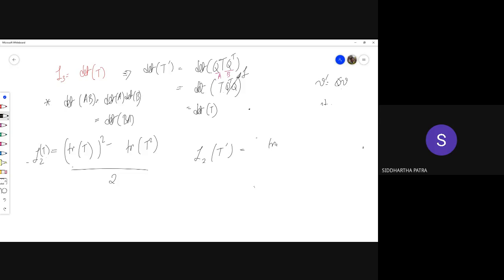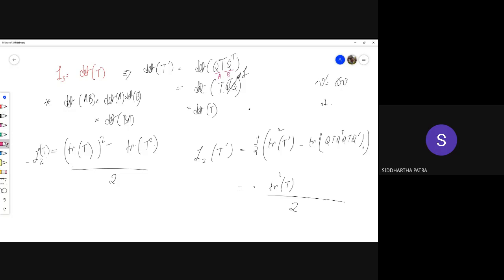So that would be trace of t prime squared. Now trace of t prime is trace of t, right? So this is trace of t squared. Then comes trace of t squared. So trace of t times t, right? Here I should be writing t prime squared, or t prime times t prime, which is essentially q t q transpose q t q transpose.